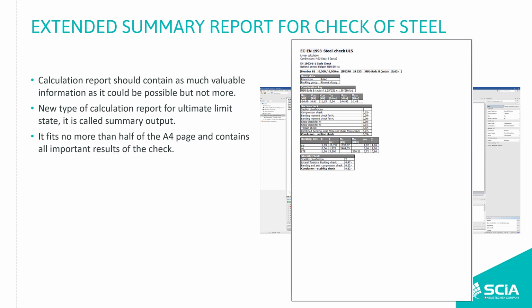Of course, if there is something which is not clear to you in some result of the check, you still have the possibility to select the detailed output and go through all the formulas used in the calculation with all the references in the norm, so you can very easily check what's going on in the background. But for the purpose of documenting the final report, it's really excellent to have something which is printable on one sheet of paper.